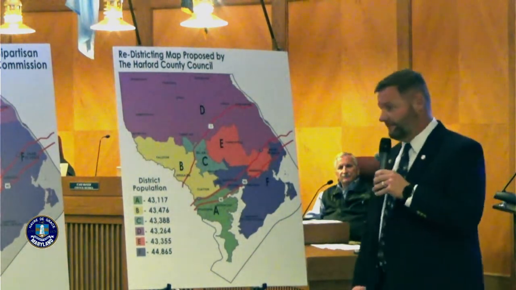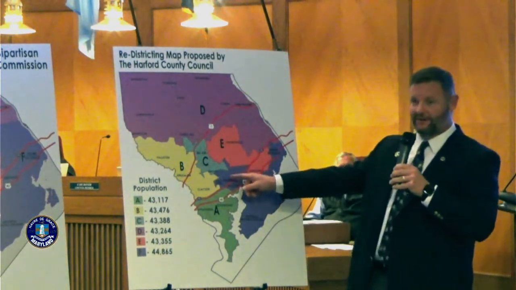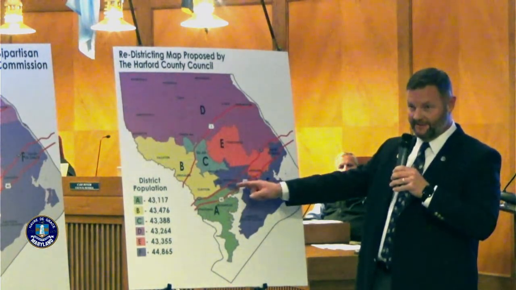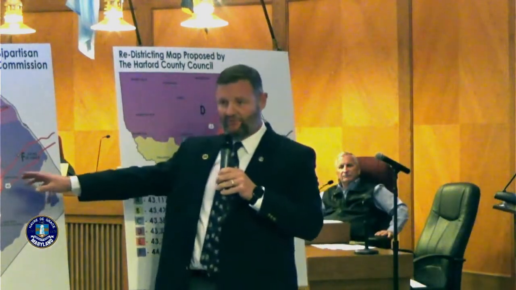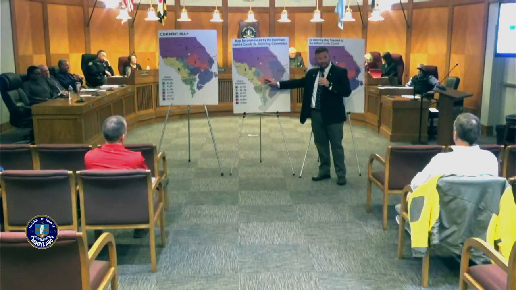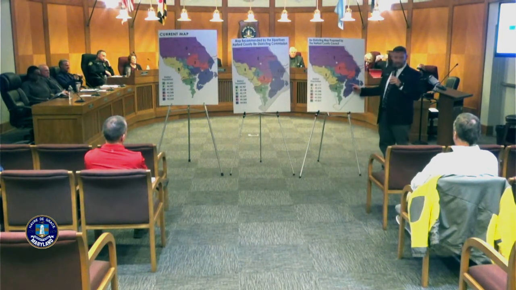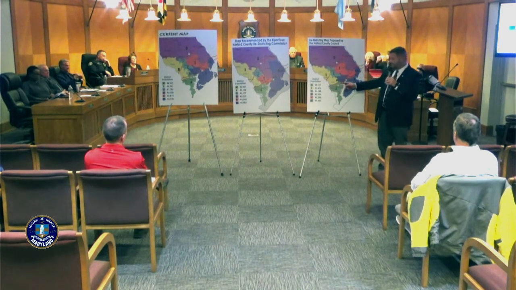I want everybody to understand something. This map protects the current incumbents. This map also protects the dominant political party in the county. This map would have made everything more competitive, made it more of an equal playing ground, which it should be. This map did not take into account incumbents' residencies. This map did not take into account political party. This map protects all of it. And it continues to marginalize the populations of Route 40.